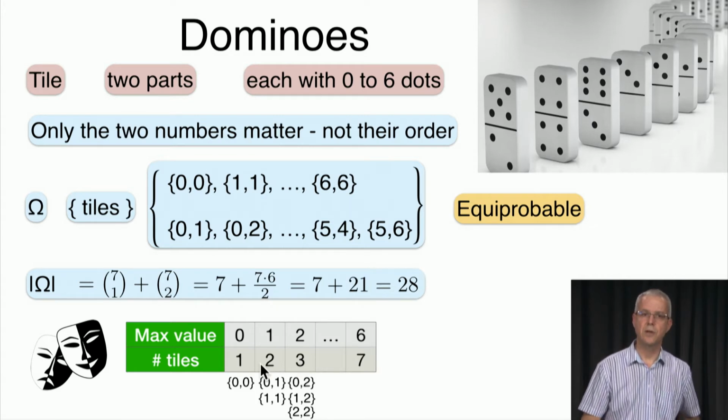So when we want to calculate the total number of tiles, we can just add the number of tiles that have maximum value 0, plus the number of tiles that have maximum value 1, and so on up to 6.